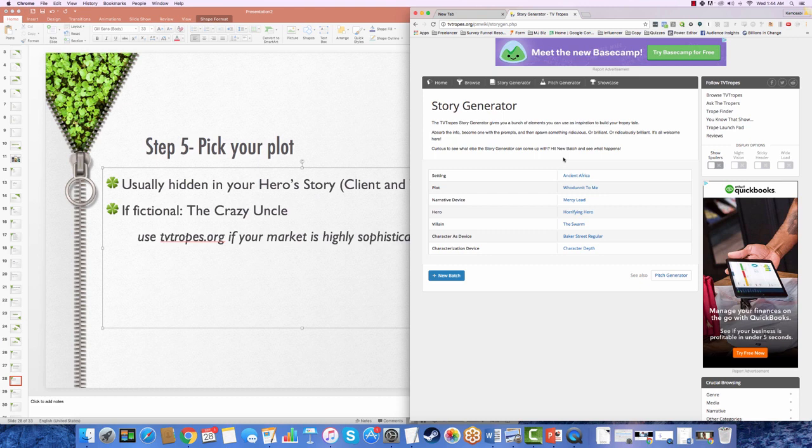Once I got this recipe from him, a mysterious man actually stole the recipe from me, or something to that effect, right? Narrative device, the mercy lead. I actually don't know what that is, but we're generating this story here for a supplement immediately using something very easy to use, right? The villain is the swarm. Maybe the crop was wiped out by locusts. And remember, we're making up a story here, but it's very compelling. The hero is a horrifying hero, like Quasimodo.